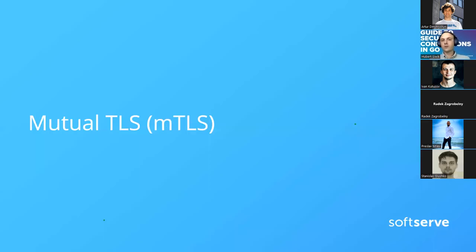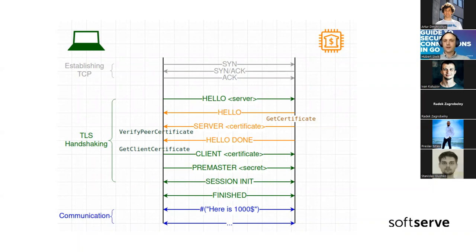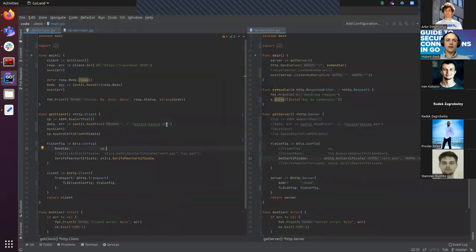But what if we would like to implement full mutual TLS? In this case, I mean that not only the server is presenting its own certificate, but also the client is able to send a certificate in reply. And in this case, what I can do is turn on the server-side verification of the client certificate. And let's try one more time and see what we get.